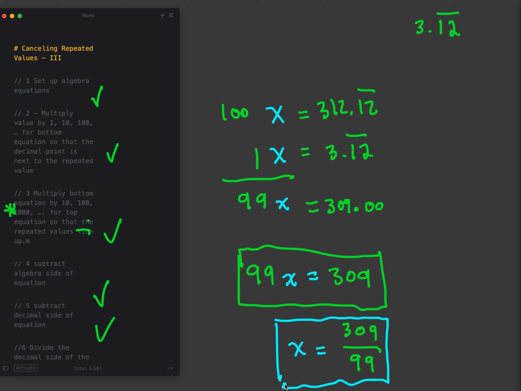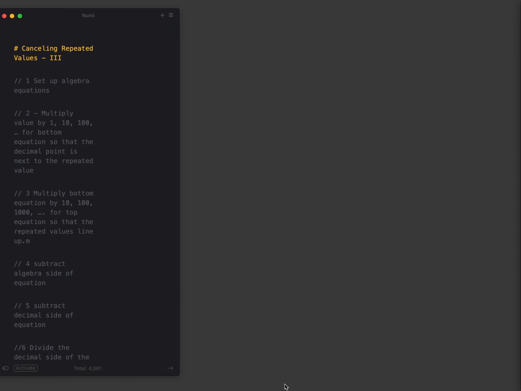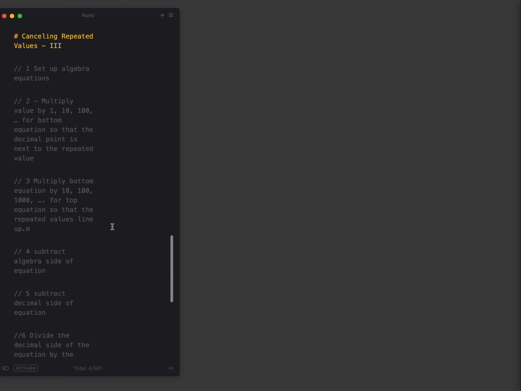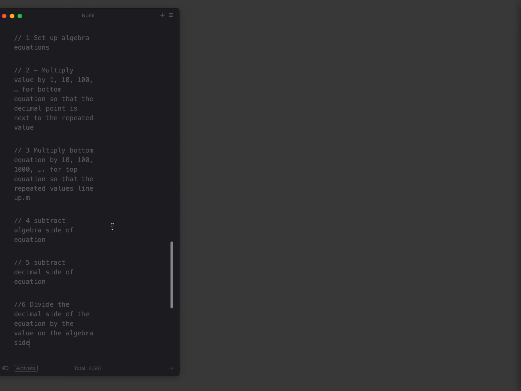Okay, so there's a lot of new stuff in that one example, so let's do another one and get a better look at what's going on. Okay, so our next example, and I'm just going to scroll this down so we can see everything.